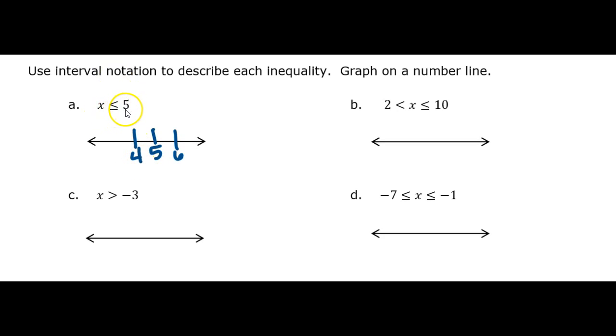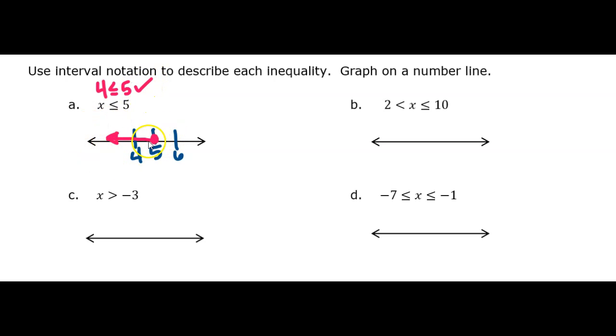So is 5 included in our set? Well, if we put 5 in, is 5 less than or equal to 5? Yes, because 5 is equal to 5. So we are going to include 5. So we're looking for values that are less than or equal to 5. So less than or equal to 5 would be to the left. So 4 would be one of our solutions. And we can test that out. 4 is less than or equal to 5, which is true.